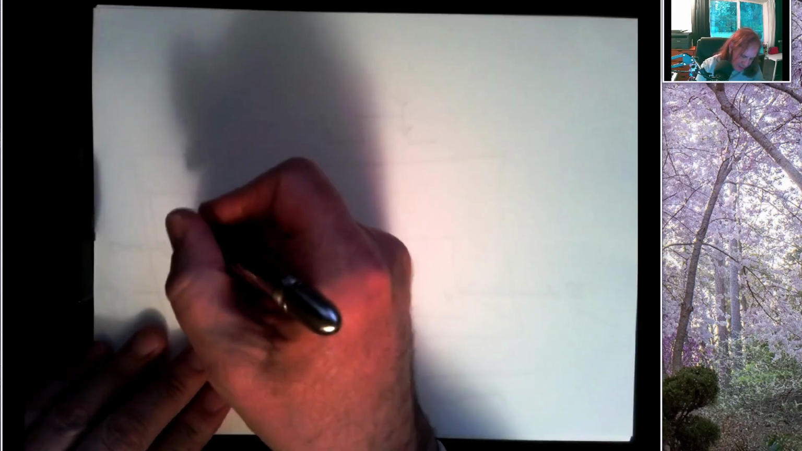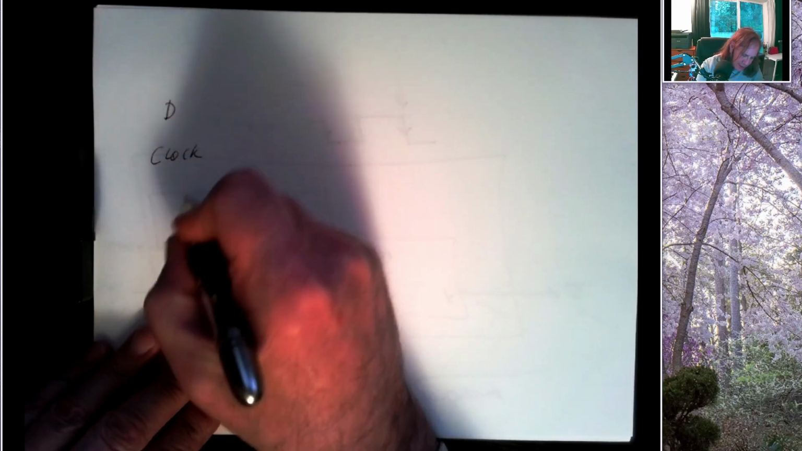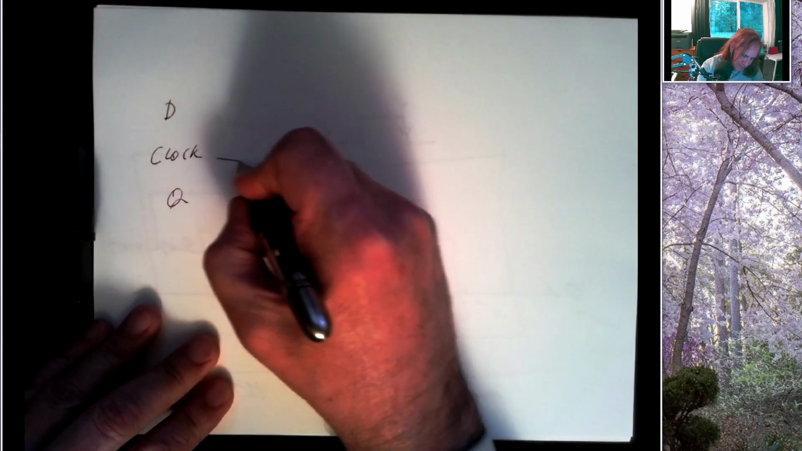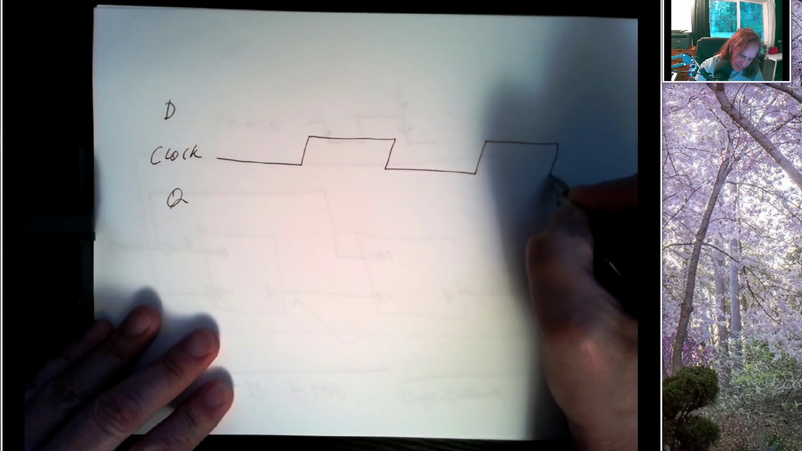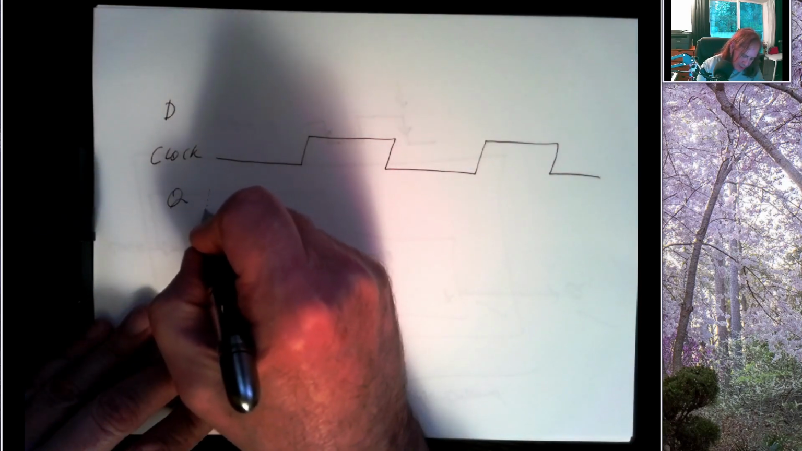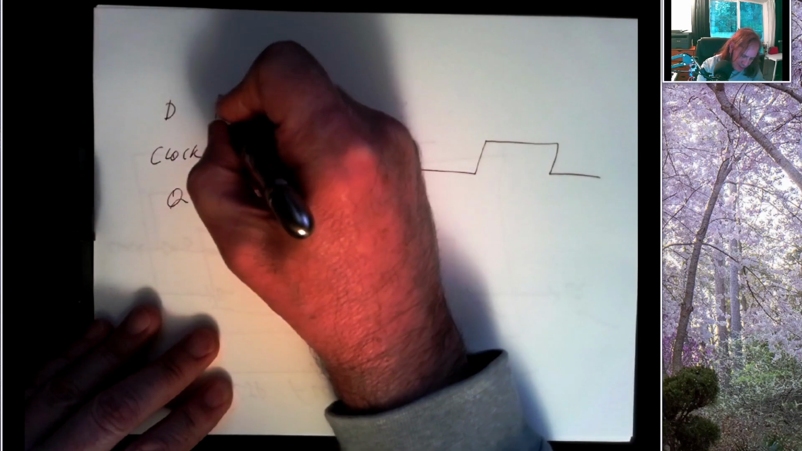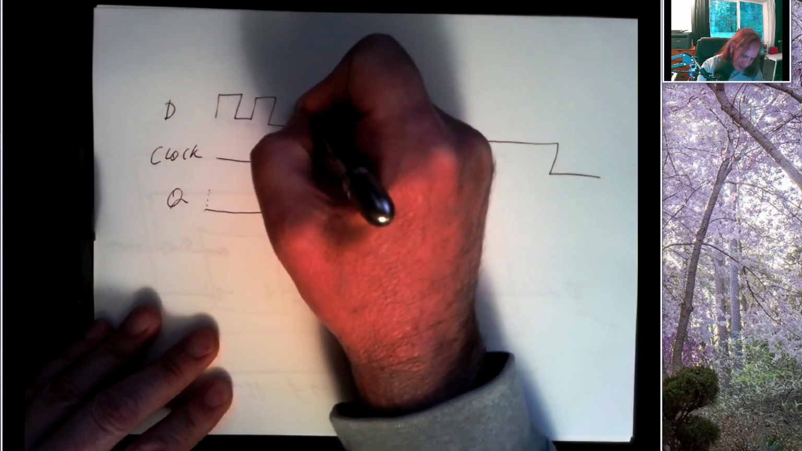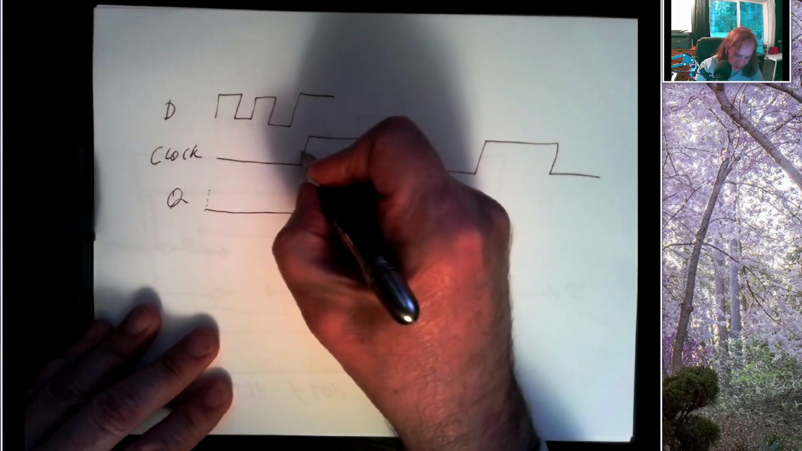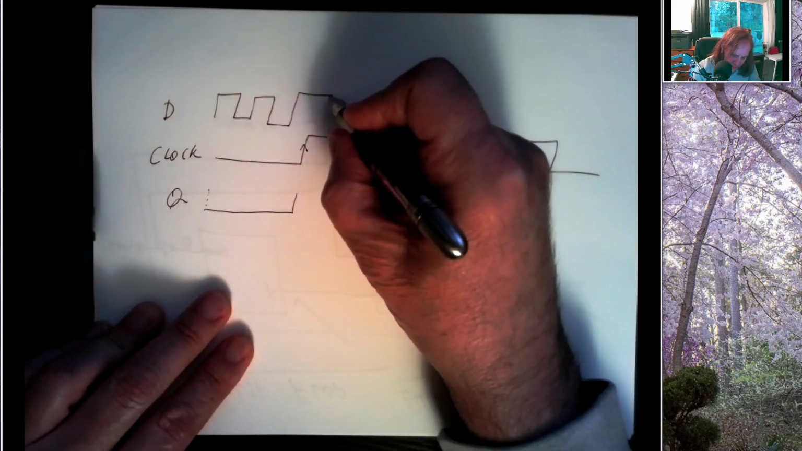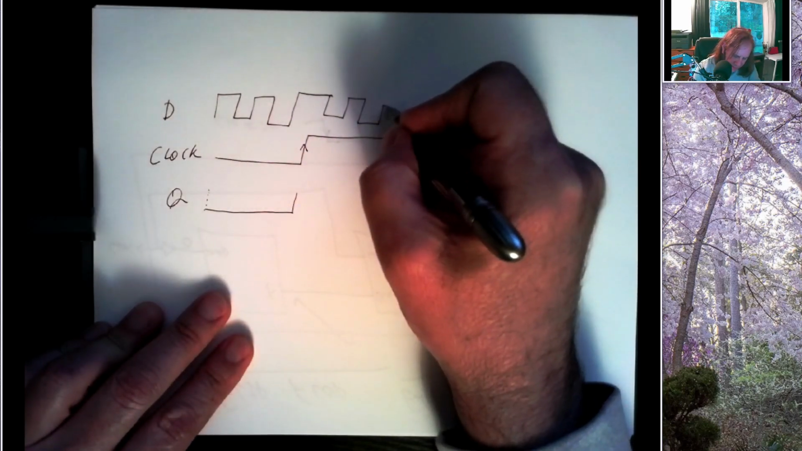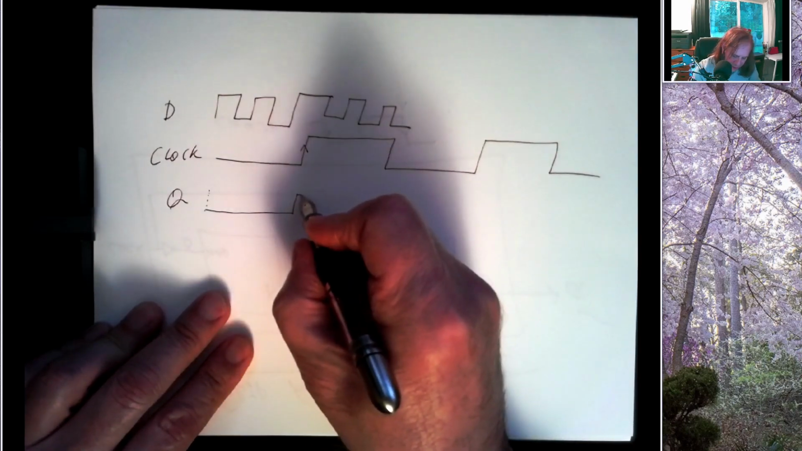So let's look at a timing diagram. Here's our D input, here's our clock, and here's our output Q. Let's suppose Q is low to begin with. D can be high, it can be low, it can be doing all kinds of things. But at the moment when the clock rises, if D is high, the output goes high. And D can continue to change, and the output's just going to stay high.